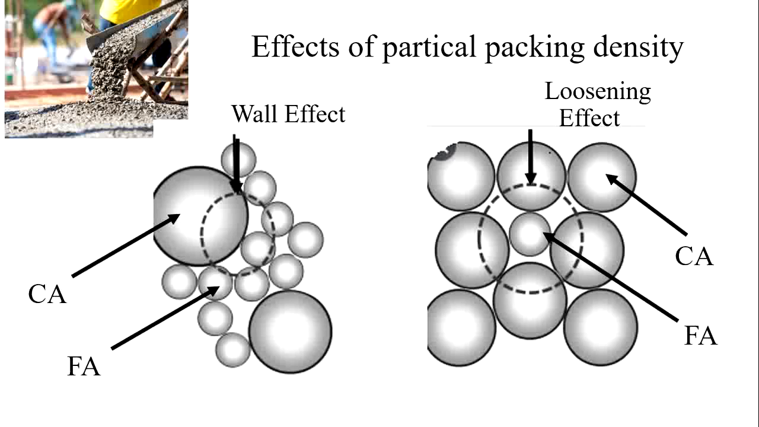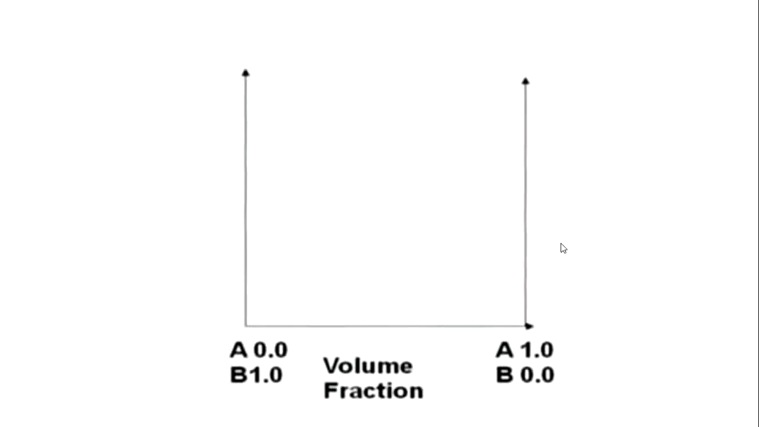In the wall effect the coarse aggregate is disturbing the fine aggregate, but in the loosening effect the fine aggregate is disturbing the coarse aggregate and it increases the voids between the two. So these in general are the effects of particle packing density. In order to draw a graph, on the x-axis we are going to plot the volume fraction. A is the coarse aggregate and B is the fine aggregate. On the y-axis we will have the particle density.